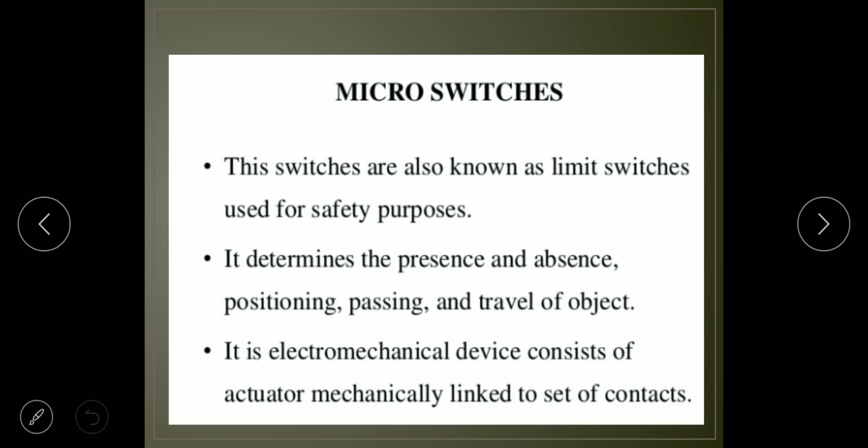So like this, here we will complete our chapter number 5, that is microelectronic components and special materials.